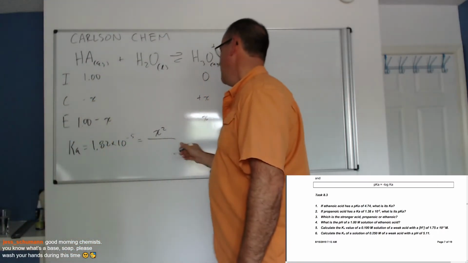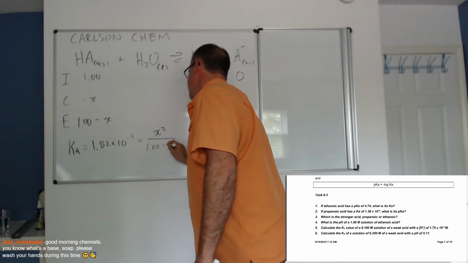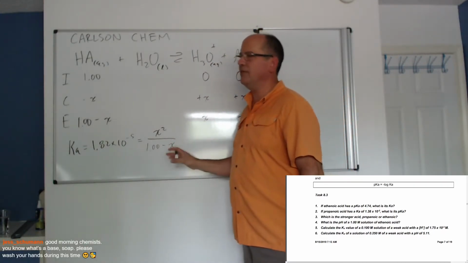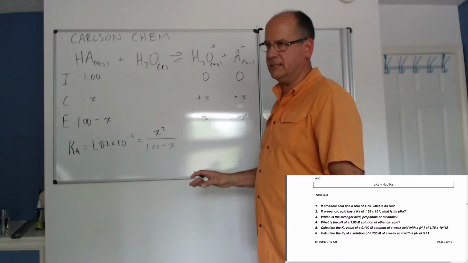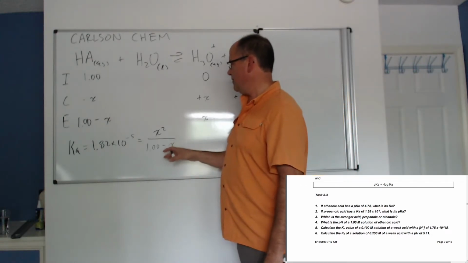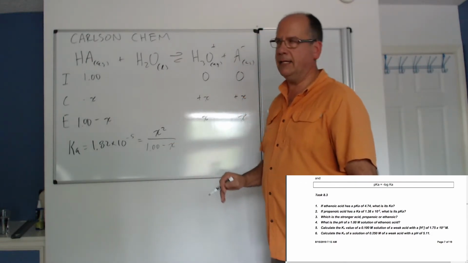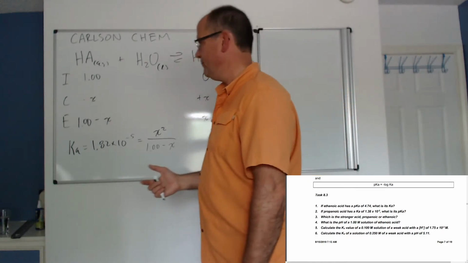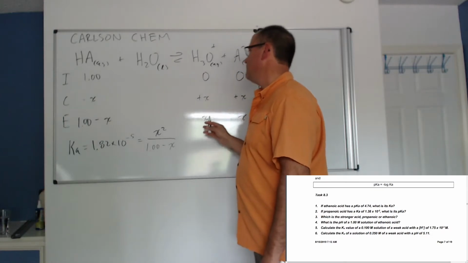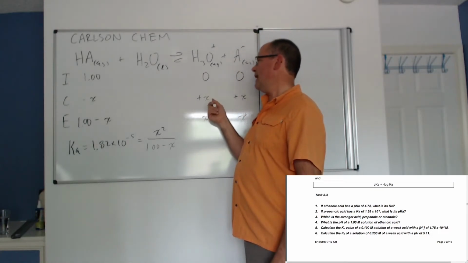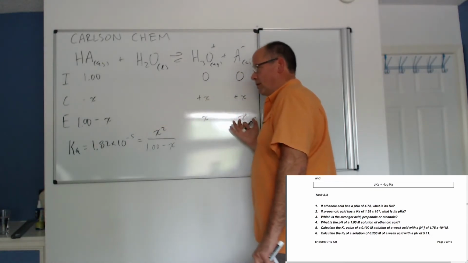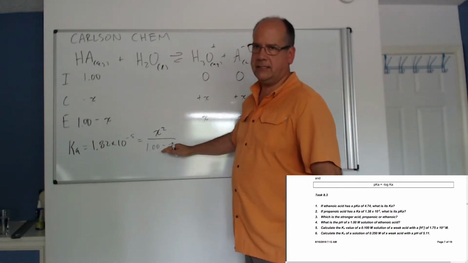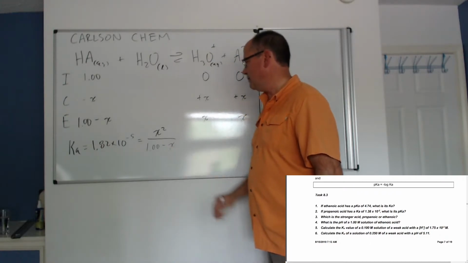Okay? And so this is 1 minus X. Now this is where we're saying, with most of these weak acids, we can say that X is negligible, and it follows the 5% rule. If 5% or less came over, then we can disregard X down here, or we can say it's negligible.